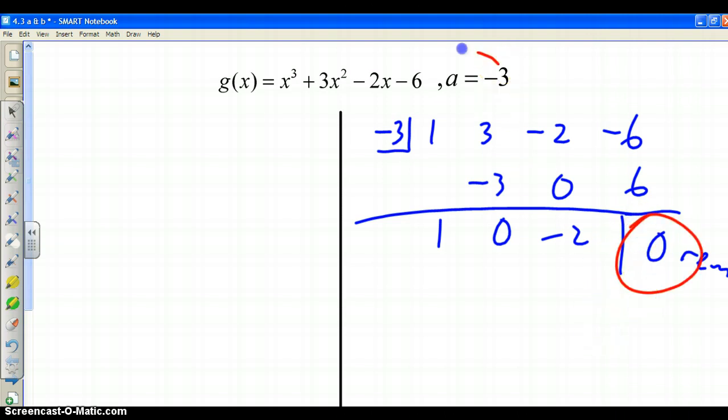If I plugged negative 3 into this function, guess what I would get? 0 as my answer. So that's where the remainder theorem works. I've essentially plugged that in by doing synthetic division and only concentrating on the solution. So it's a way of using synthetic substitution to accomplish a different kind of task.